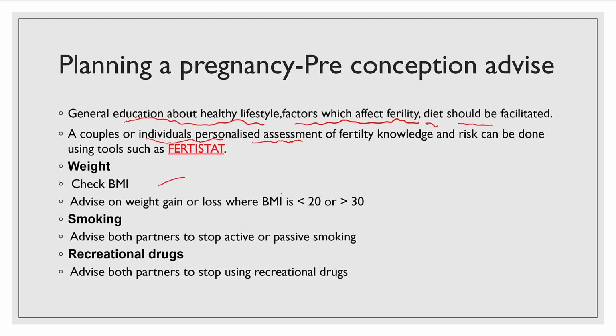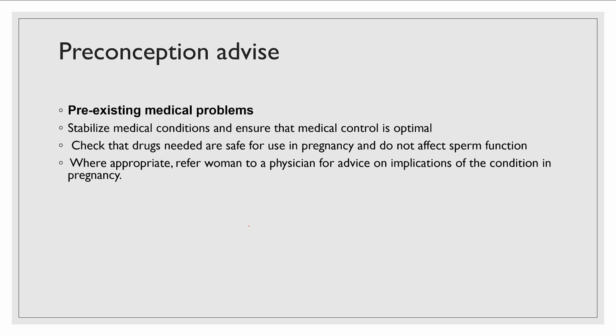And then depending on their BMI, you can advise them to reduce their BMI, cut down on smoking, and stop recreational drugs completely. If they have any pre-existing medical conditions, stabilize, control, and reduce whatever drugs they are on, if it is possible, depending on the physician's advice.